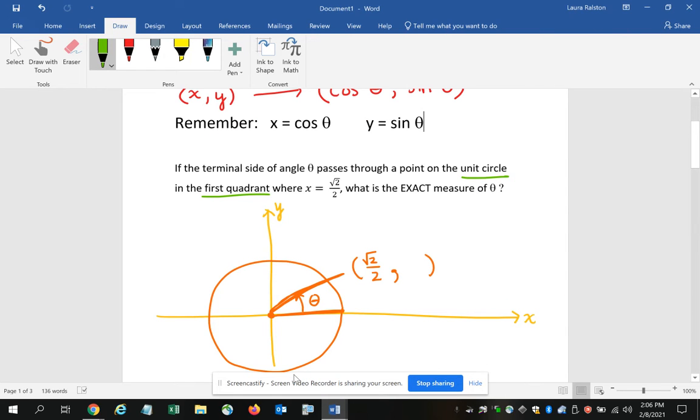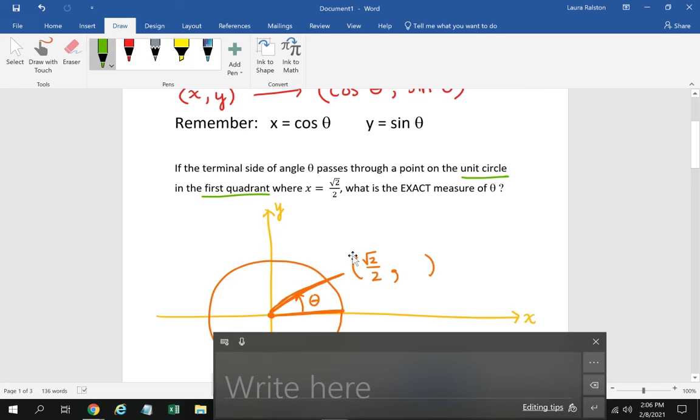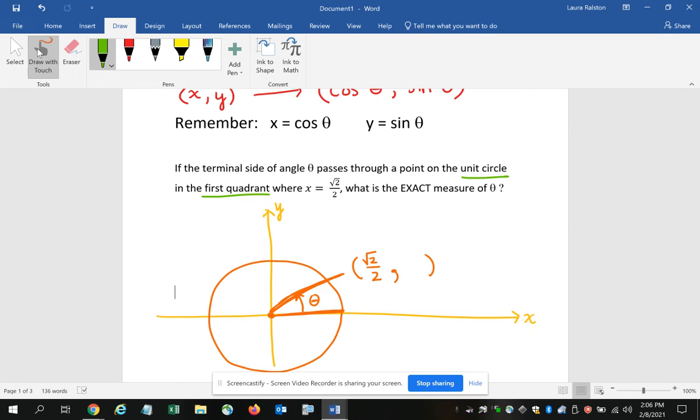Now, it doesn't indicate whether it wants it in degrees or radians, so it may tell you that, but theta here would be a 45-degree angle or pi fourths in terms of radians. And again, all I'm doing is reading it off of the unit circle.